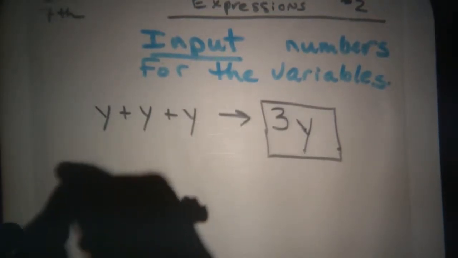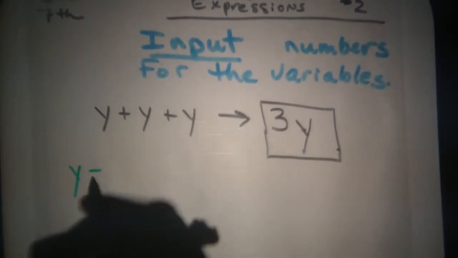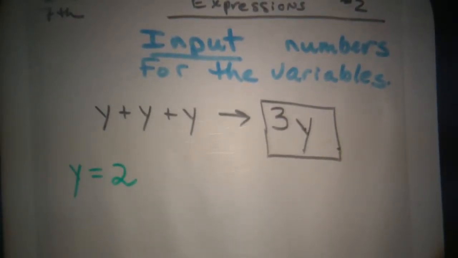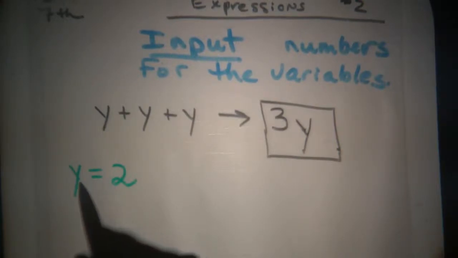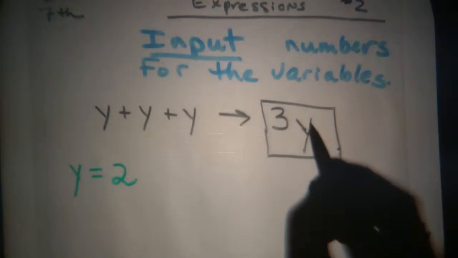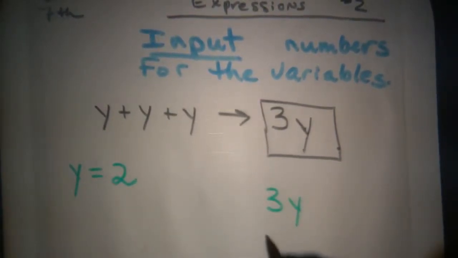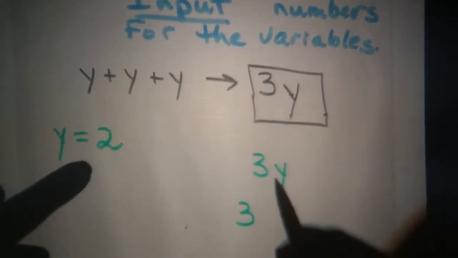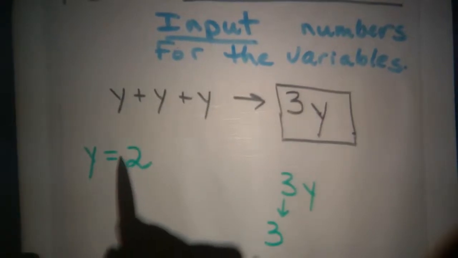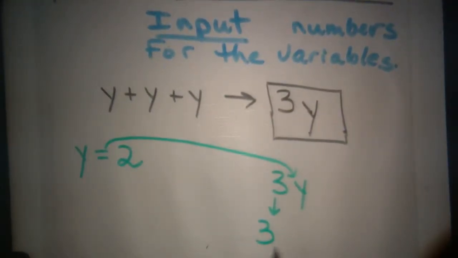Alright, so if I were at this point now to say y equals 2, how do I input this 2 into my y? Well, here's a y right here. I have 3y. I know that I have the 3, it just brings down. My y at this point now is represented by the number 2.